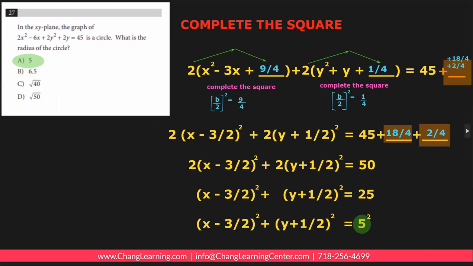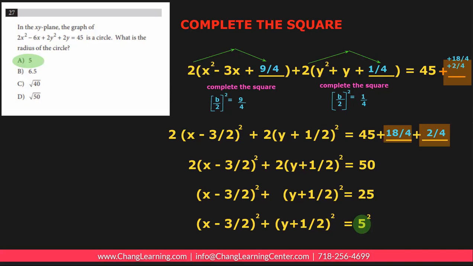In the xy plane, the graph of 2x squared minus 6x plus 2y squared plus 2y equals 45 is a circle. What is the radius of the circle? This difficult problem means you have to complete the square twice, first for the variable x and then for the variable y. Then you adjust the right side by whatever amount you completed each square with. Make sure that you have the scaled amount on the right side added as well. Let's see how this works.